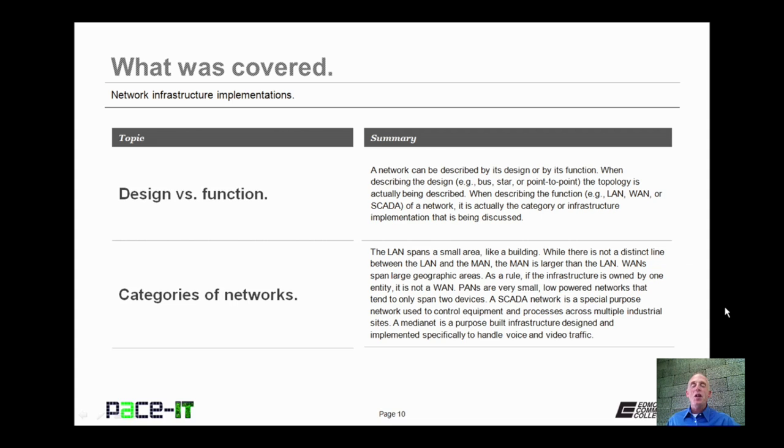That concludes this session on network infrastructure implementations. I talked about the differences between design and function of networks, and I concluded with a discussion on the different categories of networks.